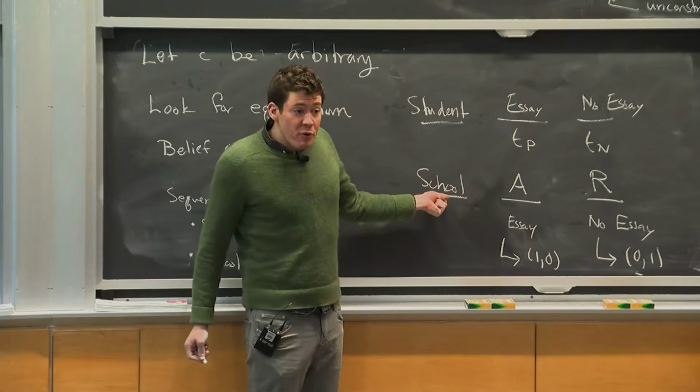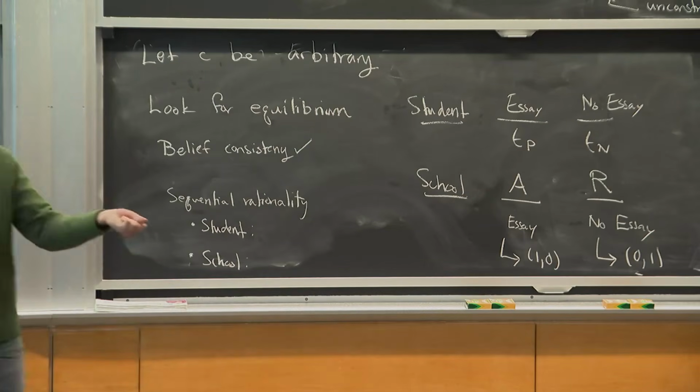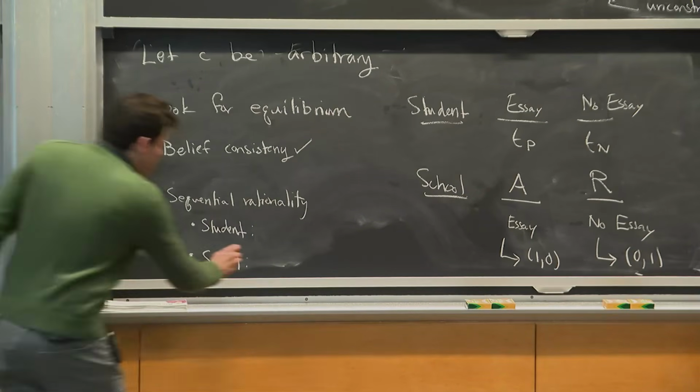Sequential rationality for the school is pretty clear, right? This is what I already said. They're accepting students who they think are likely to be passionate, and they're rejecting students they think are likely to be not passionate. So we're good here.